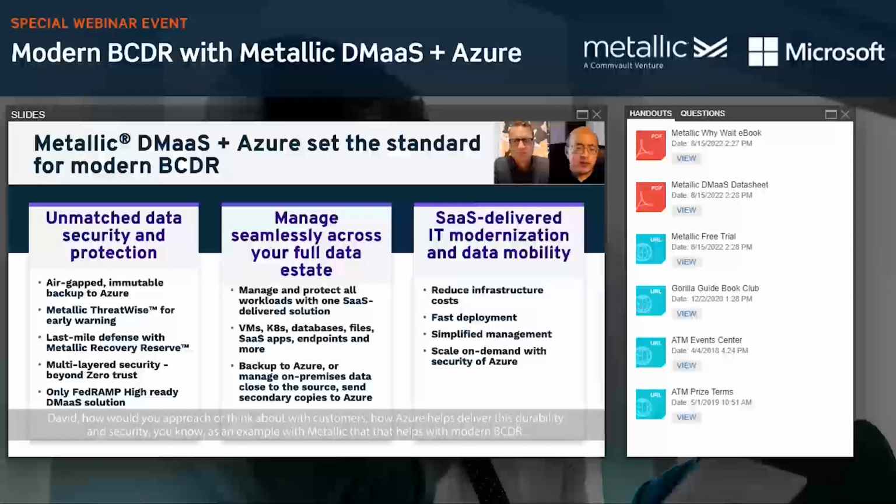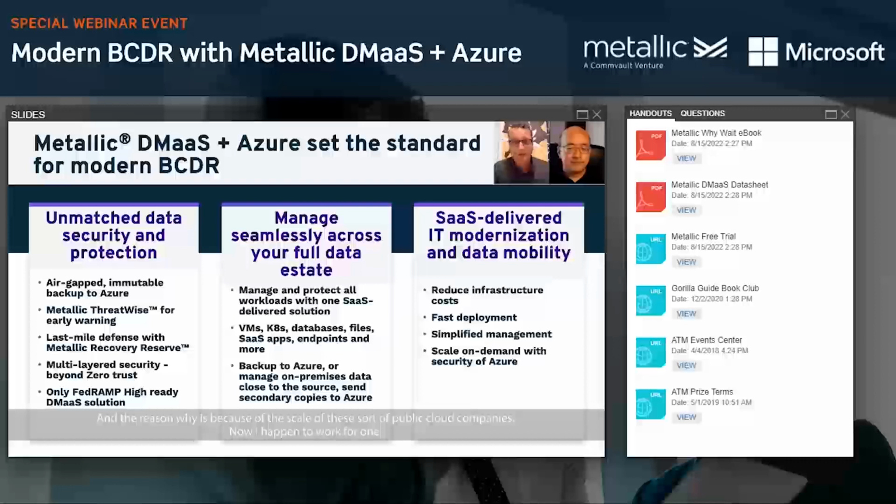David, how would you approach or think about with customers how Azure helps deliver this durability and security? As an example with Metallic that helps with modern BCDR. Yeah, well, first off, obviously the past couple decades, we've seen this move to public cloud, enabling organizations to have access to innovation, technology, scale, quicker time to market for application development, and access to databases. We've just seen this unprecedented growth in the use of technology to solve bigger problems.